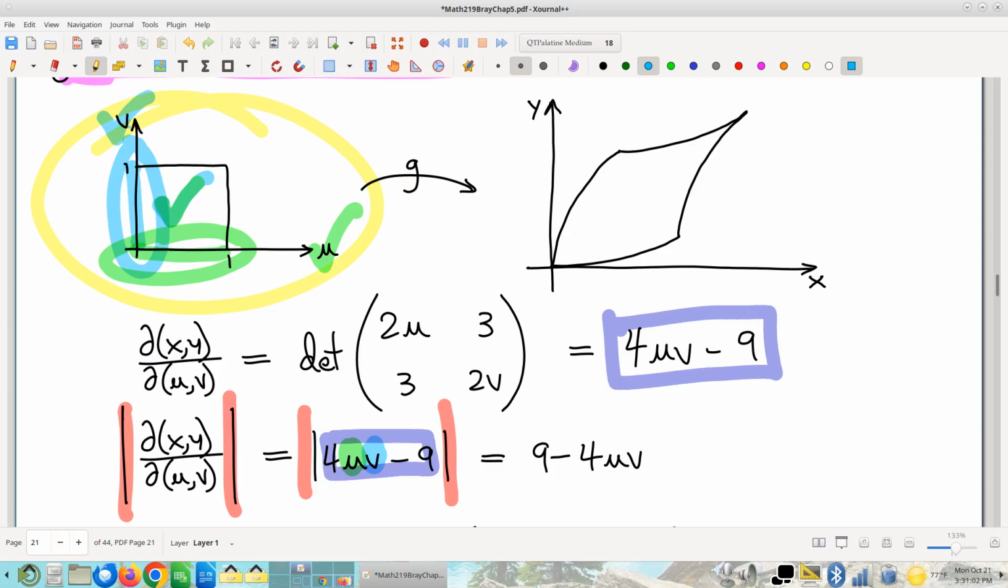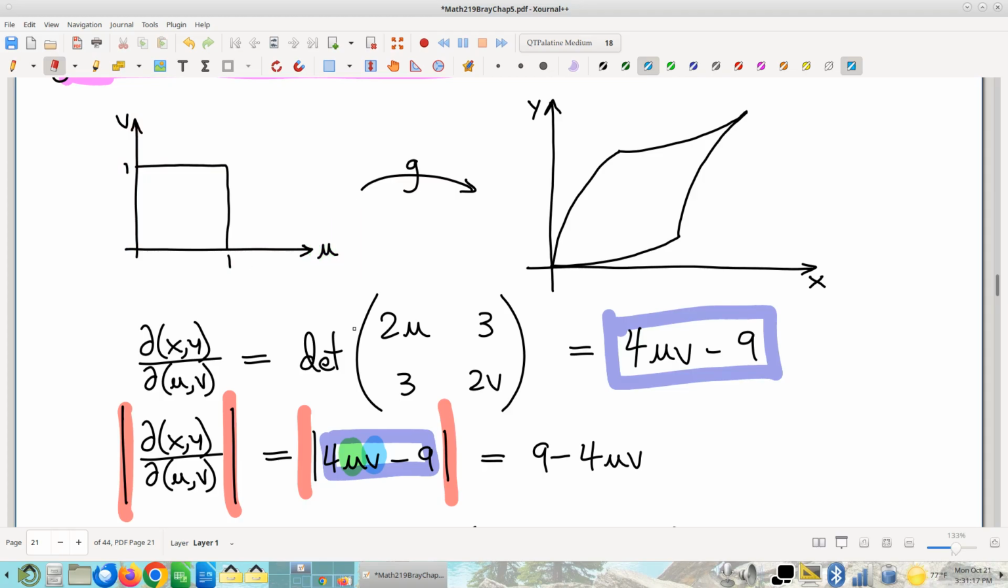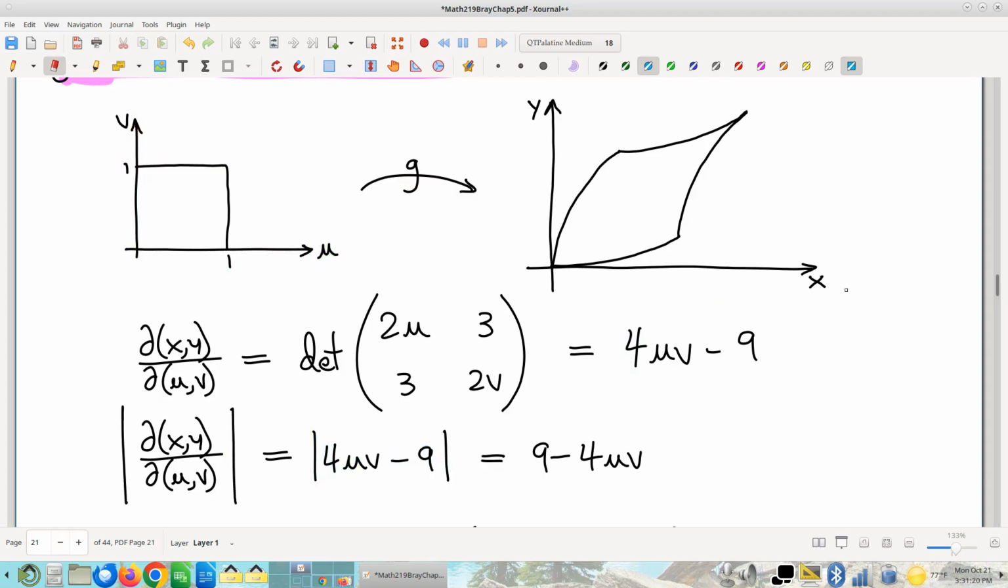Okay, u is always less than 1, v is always less than 1. This product is always less than 4. Less than or equal. You subtract 9, it's going to be negative. All right. So now the last little bit, how do you take the absolute value of something that we know is negative?